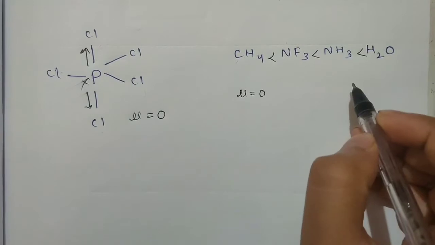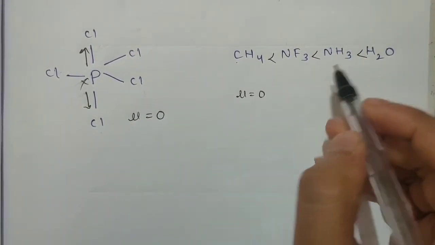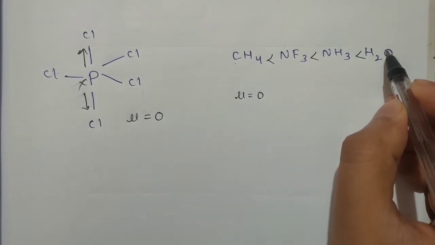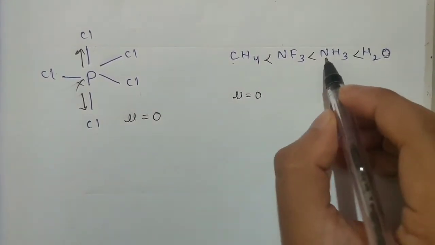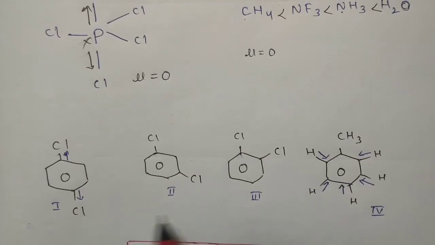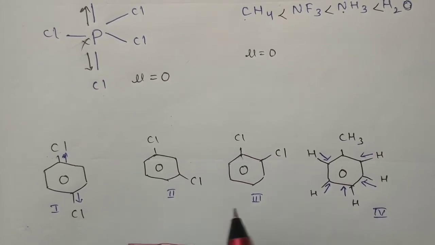And in the case of water, the dipole moment of water is greater than all these, because here oxygen is a more electronegative atom than nitrogen. So that's why this comes out more dipolar in nature. Let's solve this problem. We should arrange them in the decreasing order of the dipole moment.